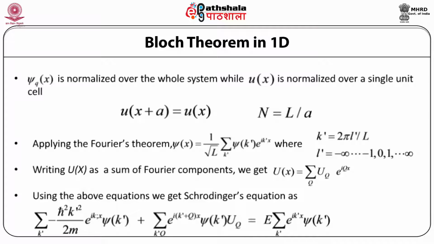So substituting the results into the Schrödinger equation gives us summation over k′ of minus ħ²k′² divided by 2m e^(ik′x) φ_k′ plus summation over k′, Q of e^(i(k′+Q)x) φ_k′ U_Q is equal to E multiplied by the summation over k′ e^(ik′x) φ_k′. So this is the Schrödinger equation by substituting the results that we had got.